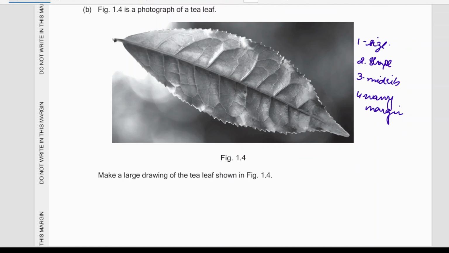So we have what we were discussing. The size should be more than the image. Number two, the wavy margins. Number three, midrib. Number four, the outline. This would give you 4 marks. And you have to draw veins.